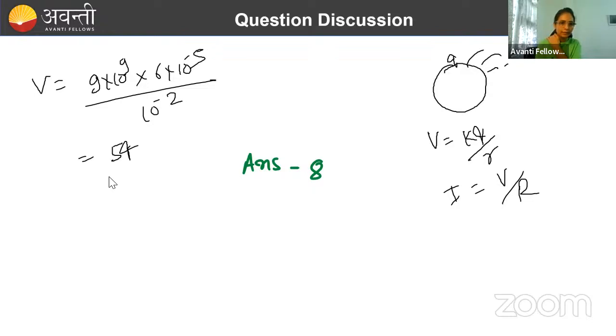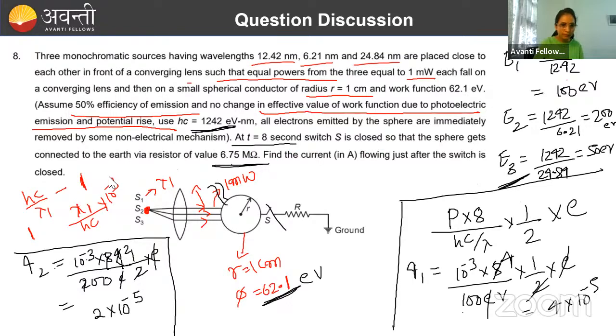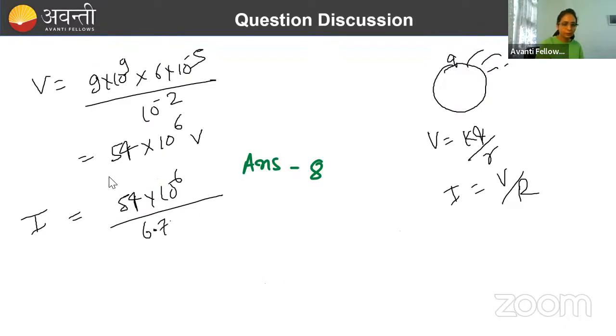और ये कितना होगा? -2, -5, -3. This is equal to 10 to the power minus 6 volt. Done. What will be current? Current will be V by R. So 54 into 10 to the power 6 by R कर लो आप. R का वैल्यू कितना है? 6.75. So this is 6.75. This into 100. अब आप इसको सॉल्व करो.